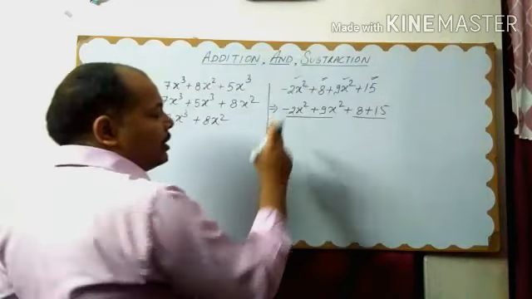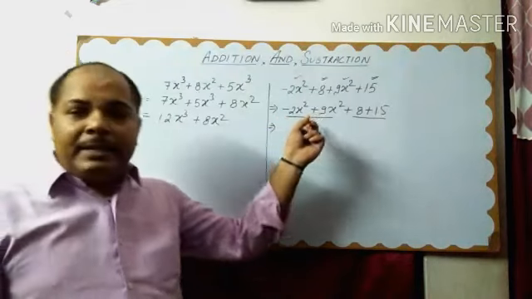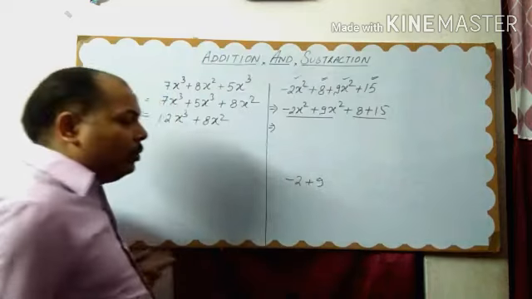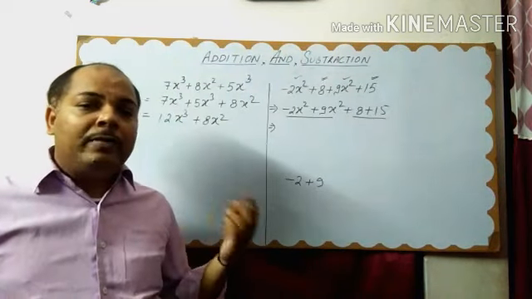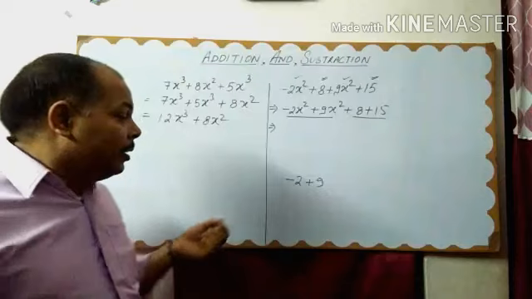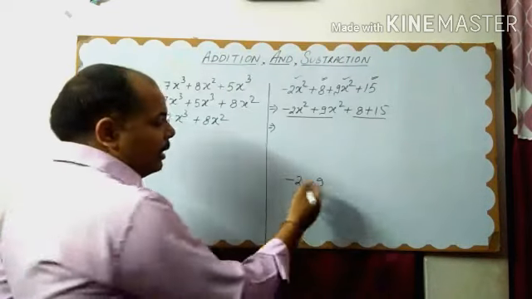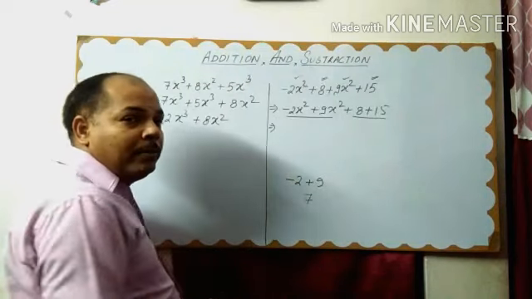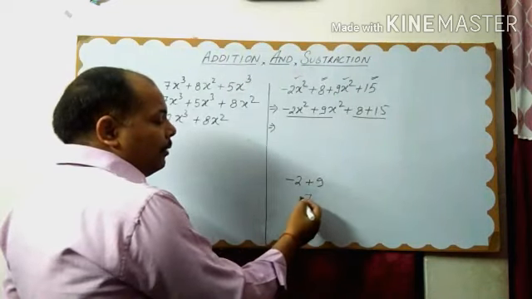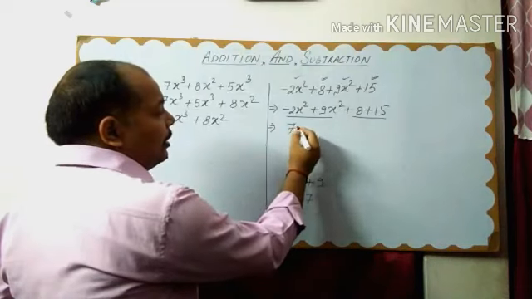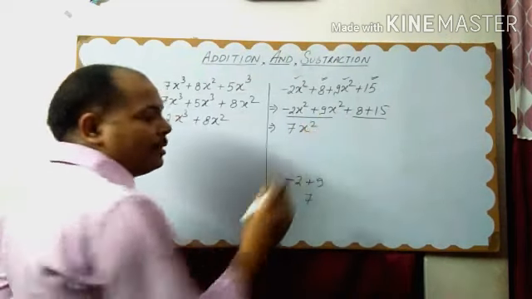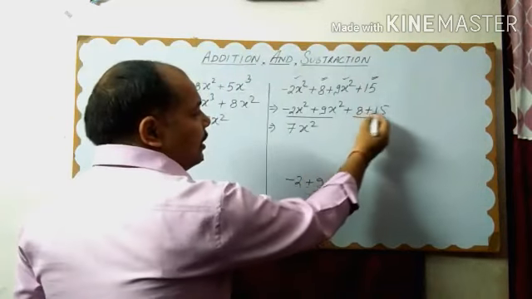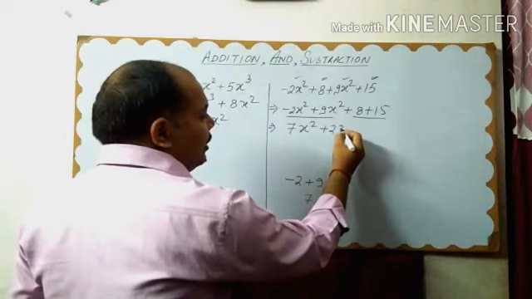Say here the first numerical coefficient is -2 and second is +9. Using the concept of integers which you have learned in class 7th, plus 9 minus 2 will be 7, because the absolute value of 9 is greater than the absolute value of -2, therefore the sign will be positive here. So you will write 7 here and x square should be the same. Now come here, plus 15 plus 8 is 23.